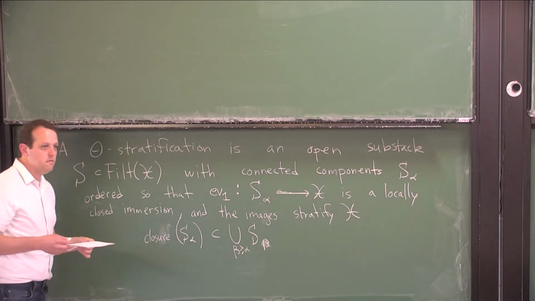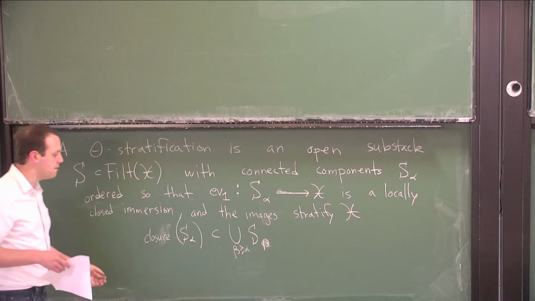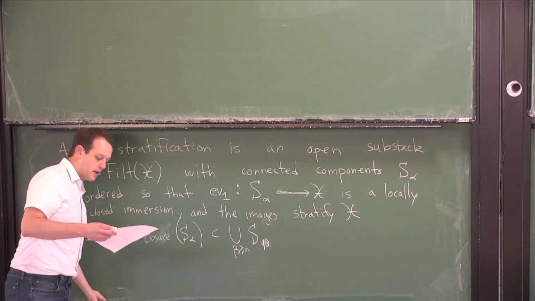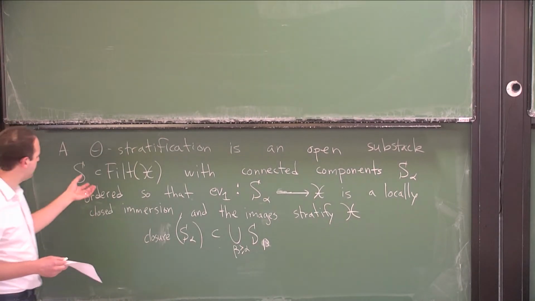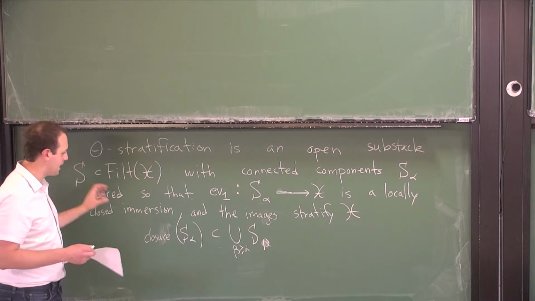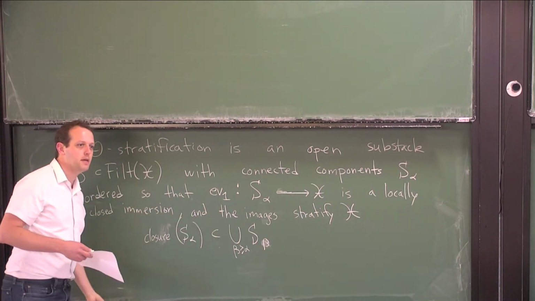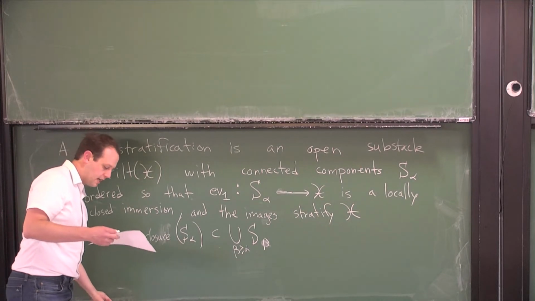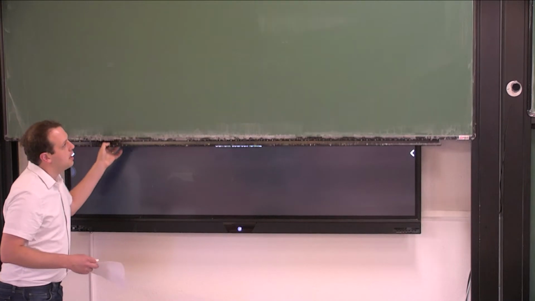Is the ordering automatic given the structure inside Filt, or is it? No, it's not automatic. I mean, maybe it's automatic if you identify an open substack. I guess this gives some constraints on how they can be ordered. But it comes from additional data, which I'll tell you about.